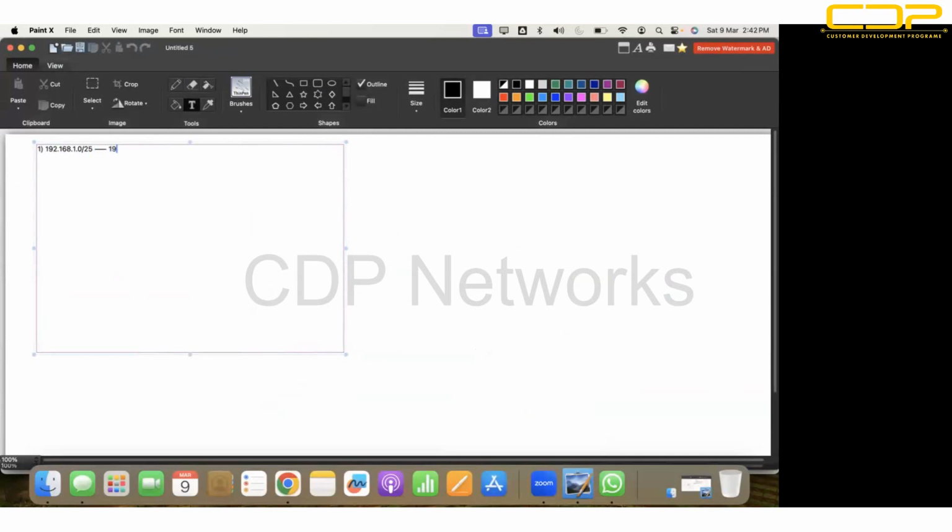192.168.1.0/25 convert into 192.168.1.0/28 network. Calculate the number of host bits, number of networks, number of network bits, and number of hosts per subnet.